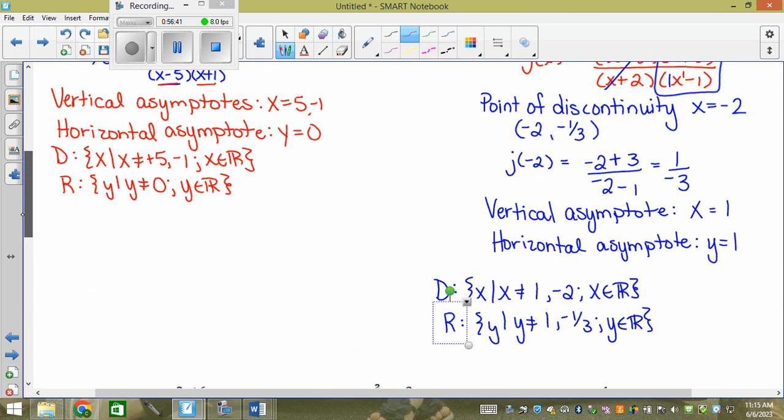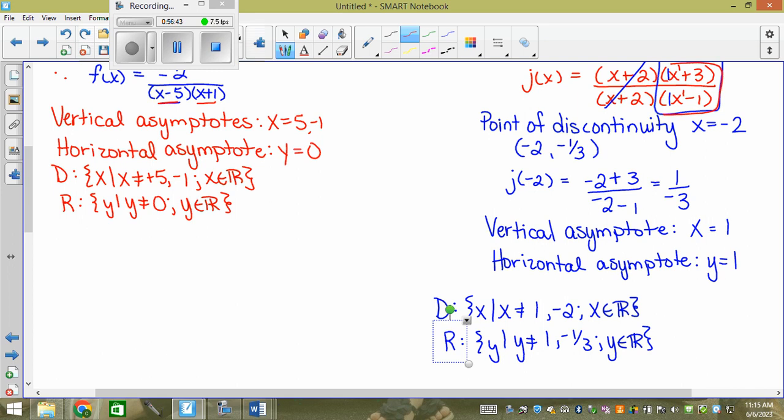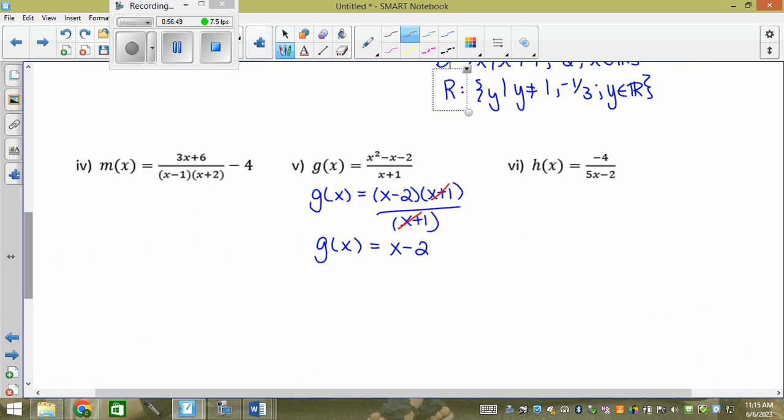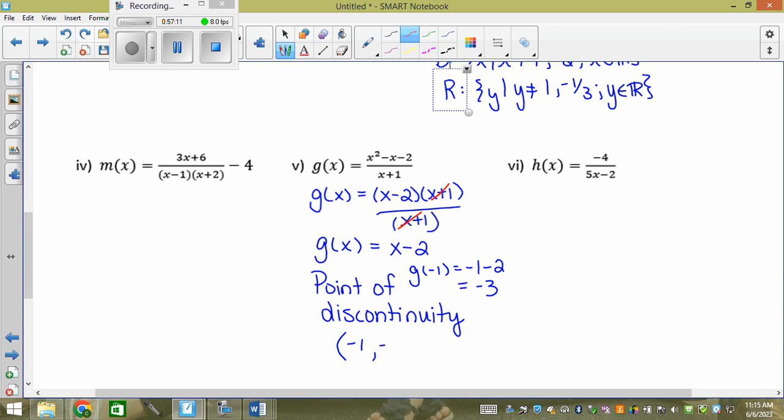The difference with the previous one is that when I canceled it off, I still had a rational left over. Do you see that? So I get a vertical and horizontal asymptote. This one here, when I cancel out, I get a line with a point of discontinuity. That's it. So what is my point of discontinuity at? It's at -1, and then I have to solve. So I get g of -1 equals -1 minus 2, which is -3. So when I go to state my domain, x can't equal -1, and my range can't equal -3, right?